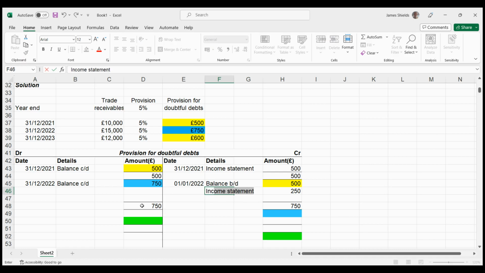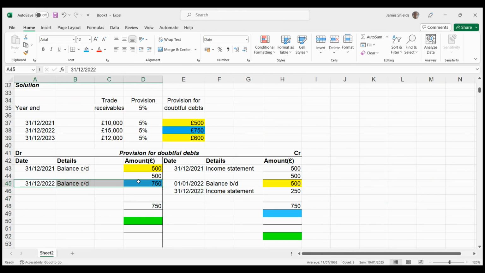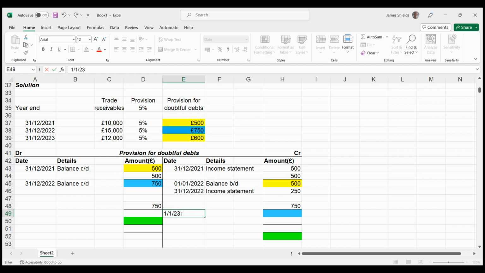So again, it's going to go on your income statement, and it'll be as an expense on your income statement. And that's for the 31st of December 2022 now. So now we've got a balance carried down December 2022. That means on the next year, on the 1st of January 23, you're going to have balance brought down of the £750.